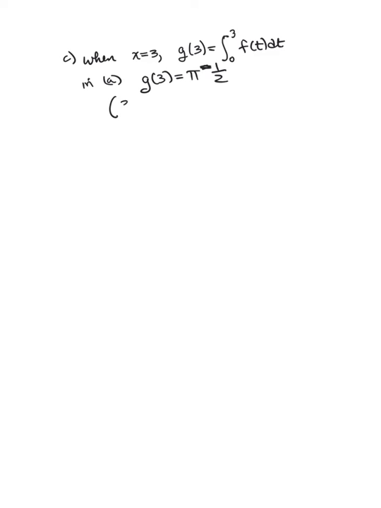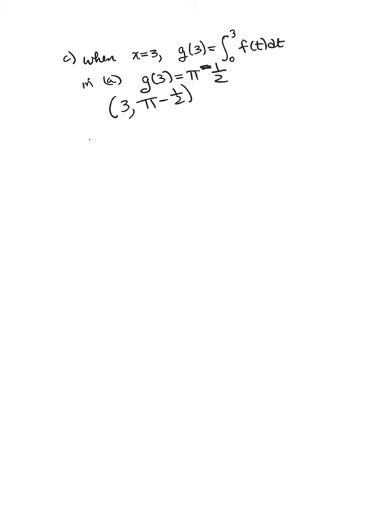So when x equals 3, g of 3 is equal to the definite integral from 0 to x of little f of t dt. And I should say this should be a 3 here. And in part A, we found that this is pi minus a half. So the point of tangency is 3 comma pi minus a half.